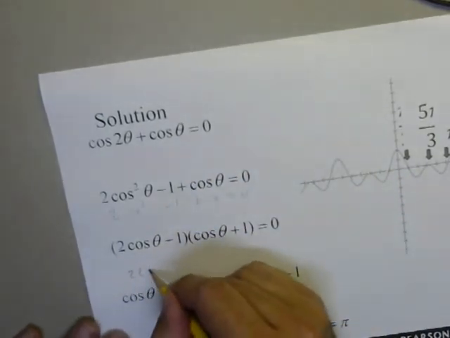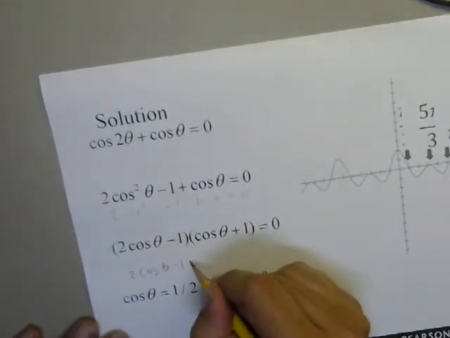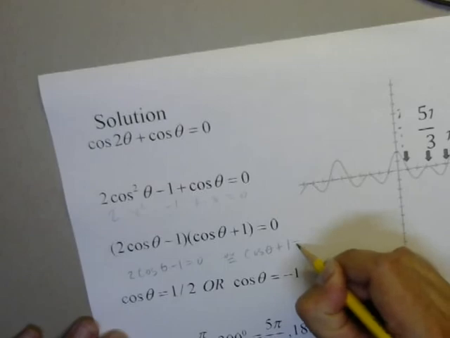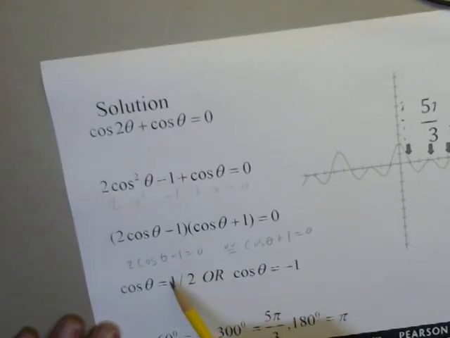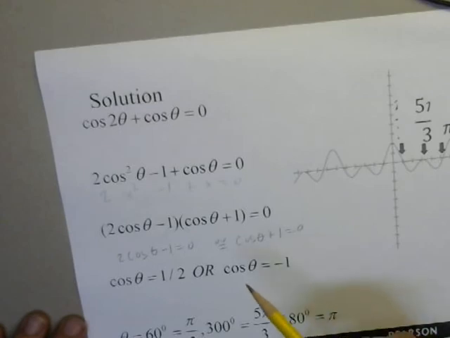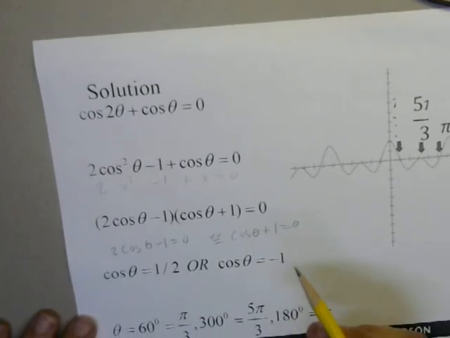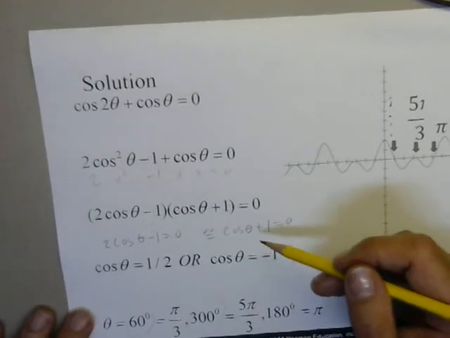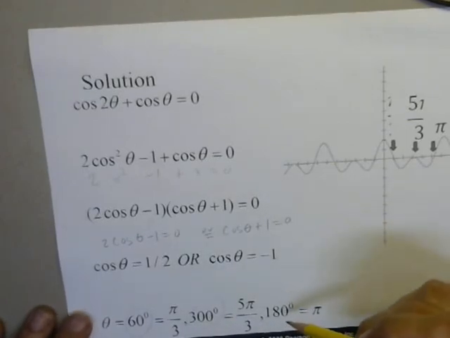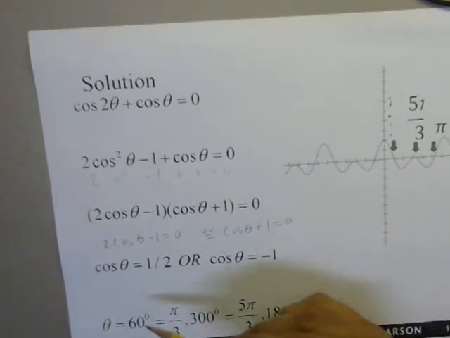So that means that 2 cosine theta minus 1 has to be 0, or cosine theta plus 1 is 0. Well, if I move the 1 over and divide by 2, I get cosine theta is equal to 1/2. Think about what are the angles between 0 and 360 that will give you a value of cosine of positive 1/2. That would be 60 degrees and 300 degrees. And here you're asking what values of theta would give you cosine equal to -1. Well, there's only one for that, that's 180 degrees.